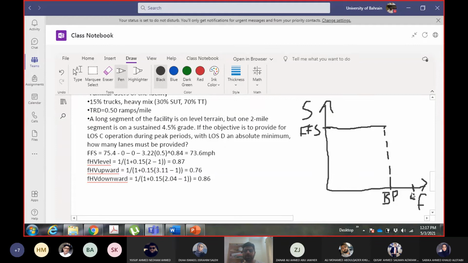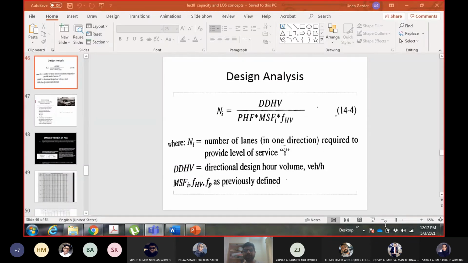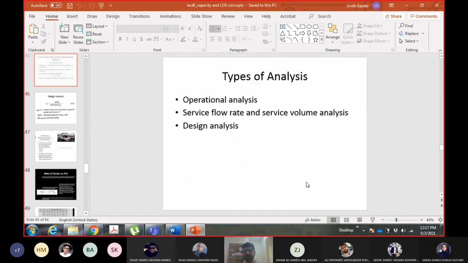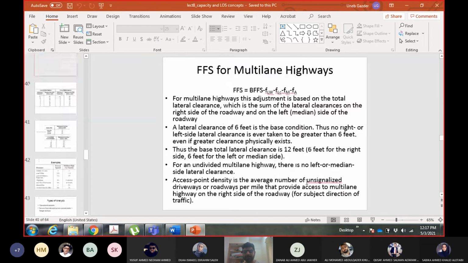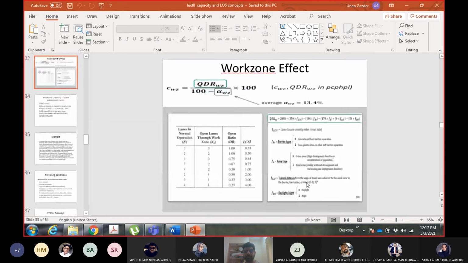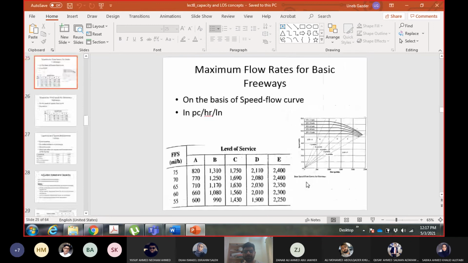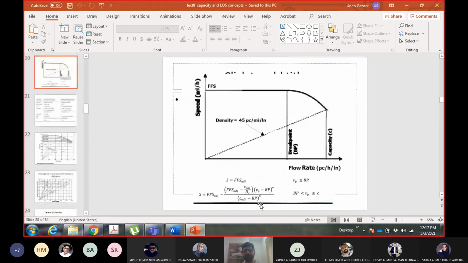So for each value between BP and capacity, calculate the speed using the equation which I have used in the previous example. This equation. For each value between BP till capacity, find out the value of speed.